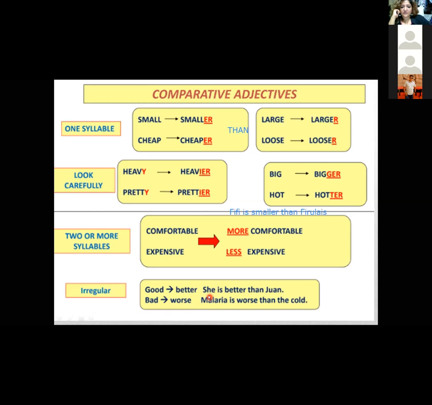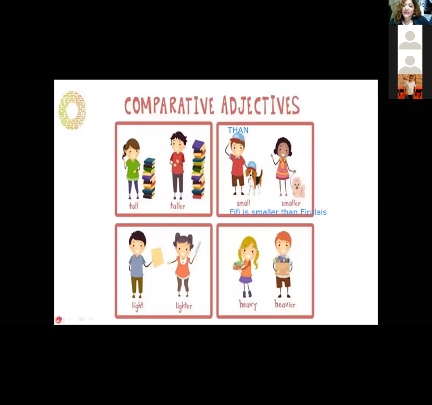Now here we have, let me see, one example. For example, she is better than Juan. Malaria is worse than the cold. Coronavirus is worse than malaria. Yes or no? Yes, yes, yes. Yeah, it's worse. Okay. Vaya, ahora poniendo en práctica eso, hagamos el comparativo acá.